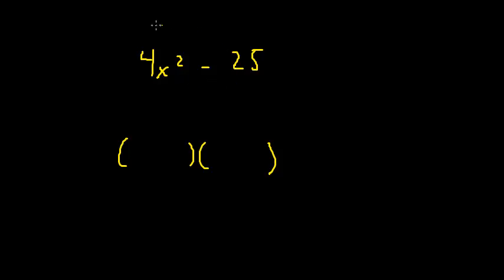So to factor this, we do recognize that we have a difference of two squares. So we take the square root of our first term, 2x, and 2x, and then the square root of our last term, 5, and 5. One is positive and one is negative. And that is our factorization. Let's try one more example.